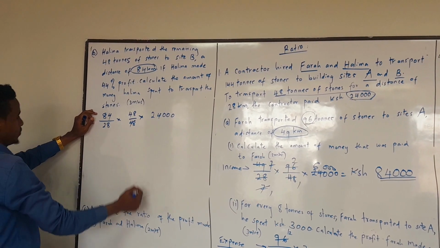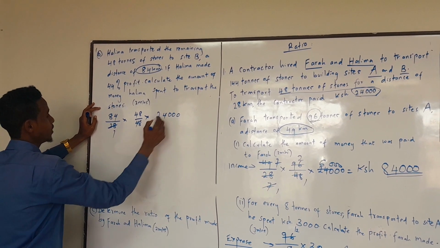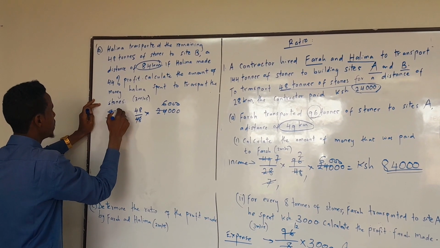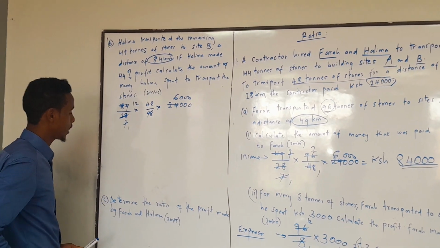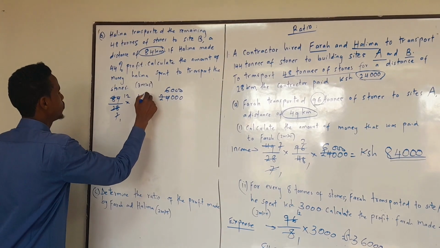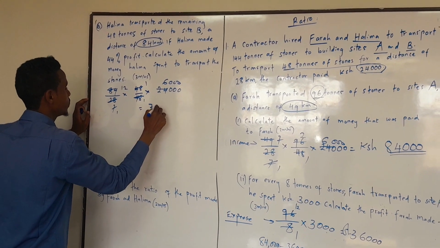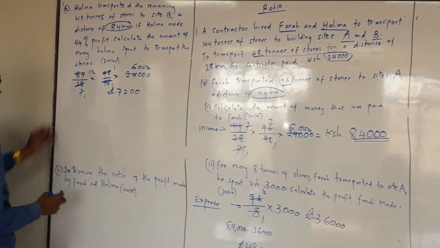Now let's do this very quickly. By 4 we said 7, by 4 we said 6,000. Now by 7, 1, by 7, 12. Now if you multiply, let me use my calculator here very quickly. By 48, 1, by 48, 1. 12 times 6, 72, which is 72,000 shilling. 72,000.